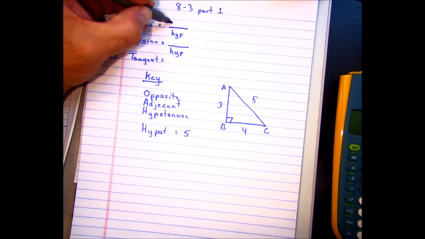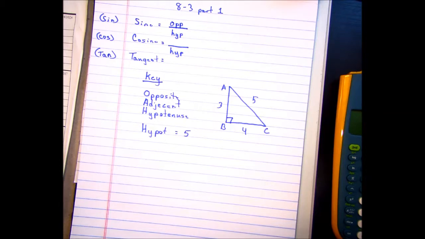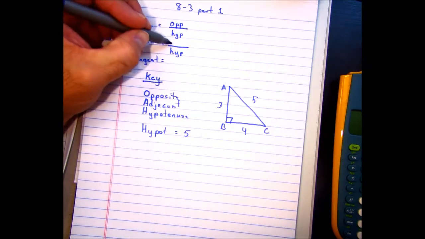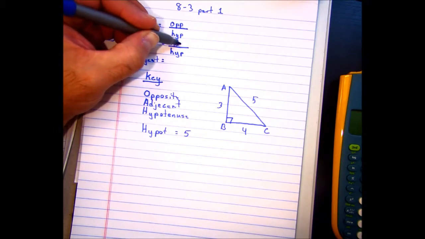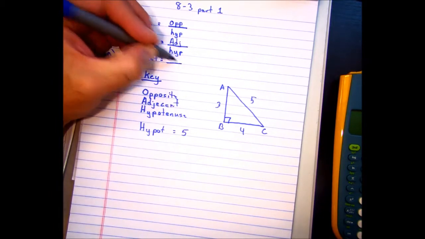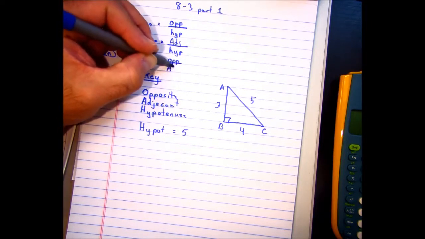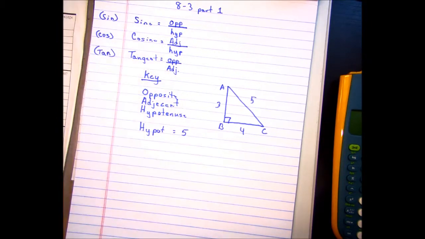For sine, you will always put the opposite side over the hypotenuse. For cosine, you will always put the adjacent side over the hypotenuse. And for tangent, you will always put the opposite over the adjacent. Now, that's just how you're going to write the ratios, paying attention to the names you give the sides.